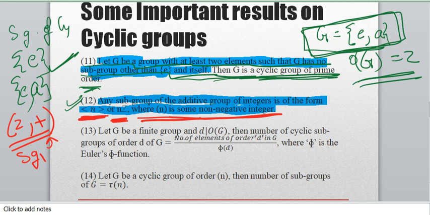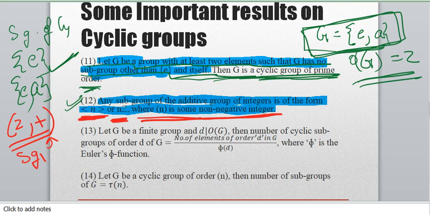Sometimes what happens is there are notes given in books. No matter which book of group theory you go to, it's not necessary that these notes are the only important ones. You will find words that they could have made much easier.